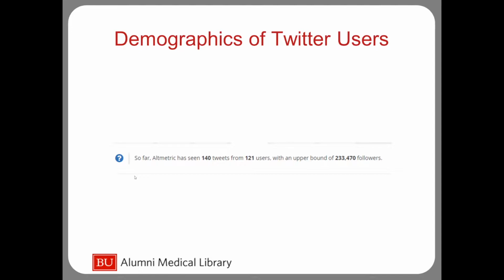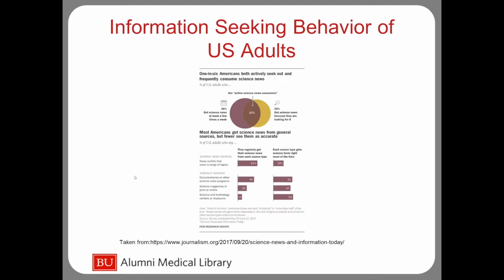Because we know that when people have their own activities for finding scientific information, sometimes they don't do a great job. This recent Pew Research Center survey from 2017 said that only 17% of people are active science consumers. They actually go out and try to find science news on a regular basis. 30% said they get it because they're looking for it, but not on a regular basis. Maybe they just saw something on TV and now they're interested in that particular topic.